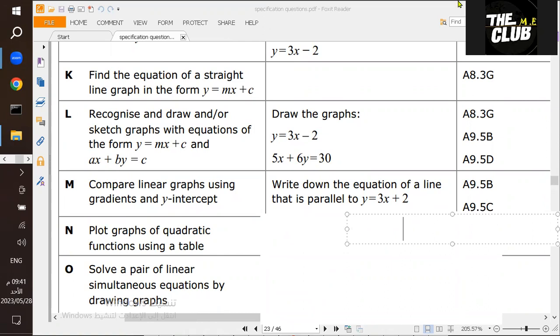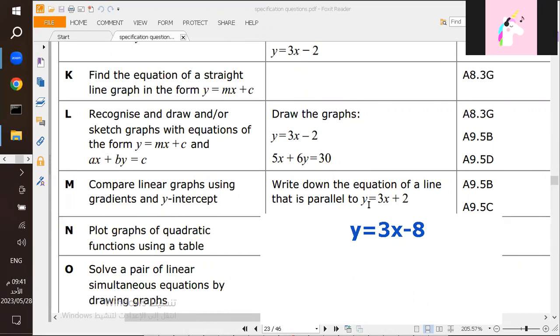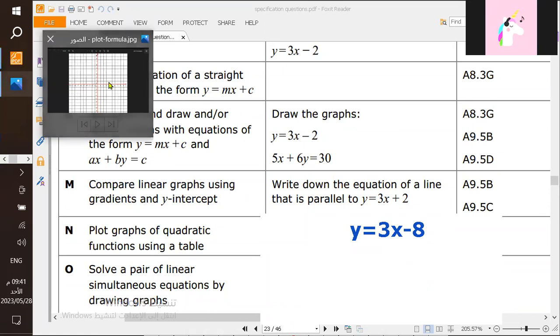And you can put any y-intercept, for example, -8. It means they are parallel. Is that all we need to know? Yeah, because they have the same gradient. You understand the idea? Yes, when they ask us to write an equation, that's all we need to know. We can change the number, yeah.